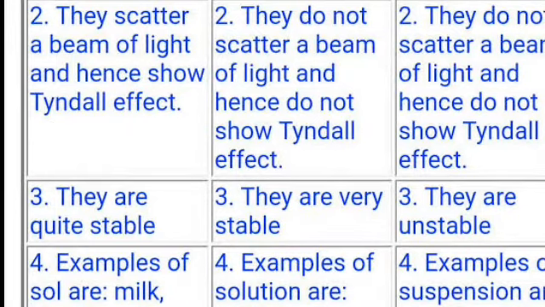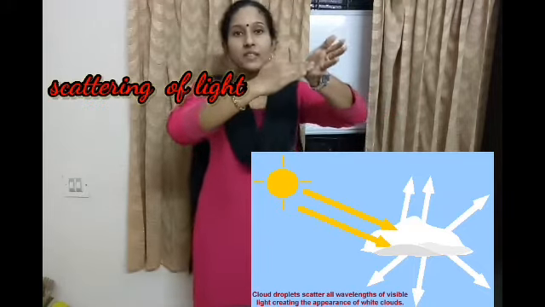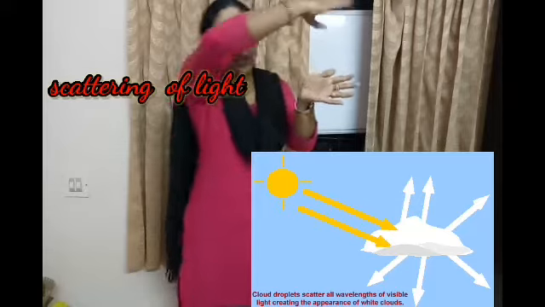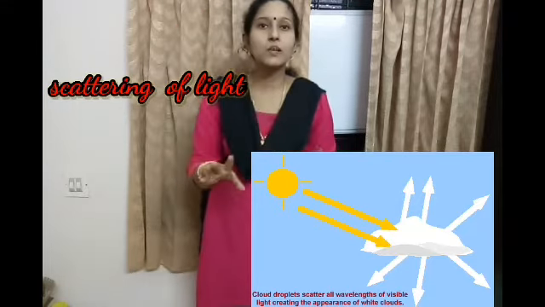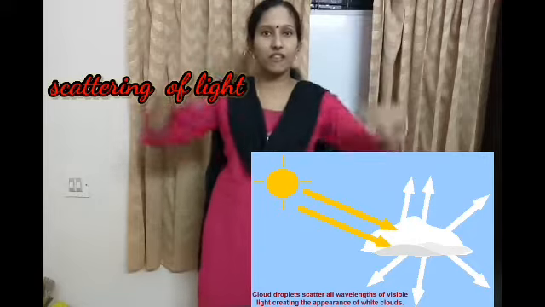And the third one: solution particles do not scatter a beam of light, suspension particles scatter the beam of light, and colloidal particles also scatter the beam of light. What is scattering? Scattering means you consider light striking a surface and it splits to different sides. The light after striking a surface splits everywhere. That is a process known as scattering.